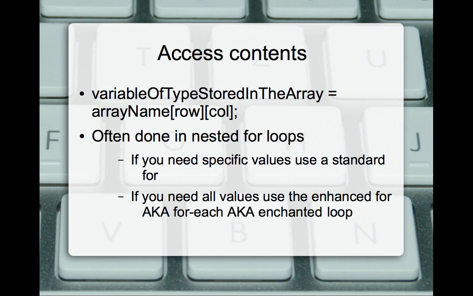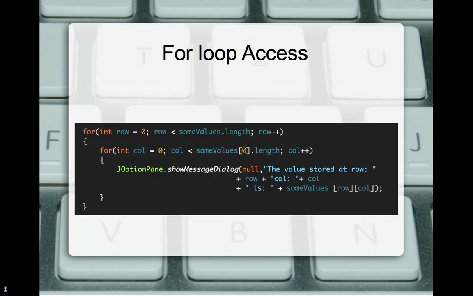If you need a specific value, again, like I said, you need to make sure you use the standard for loop, because you'll have access to the row and column variables where you can specify which row and column you're talking about. If you're just grabbing every value out of the 2D array, regardless of where it's coming from, then it's okay to use the for each loop, also known as the enhanced for loop, also called the enchanted loop. So let's take a look at that in code right here.